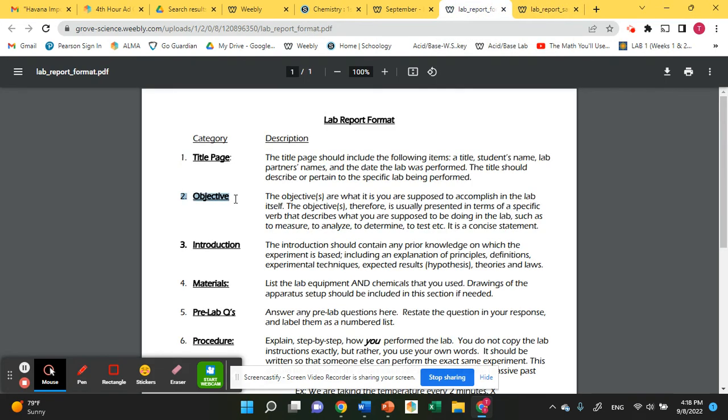The second thing to list is the objective. So your objective or objectives are what you are supposed to accomplish in the lab. What are you trying to do? What is your main goal? The objective should have some kind of verb, such as to measure, to analyze, to determine, to test. It should be a very concise statement of what you're doing. So in your lab, think about what you're trying to determine.